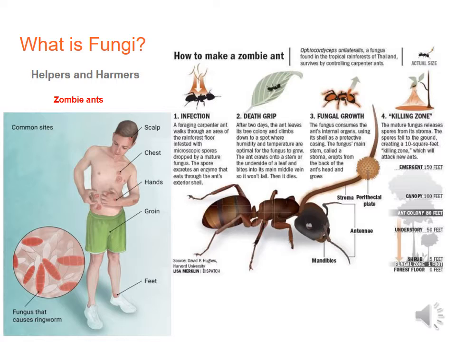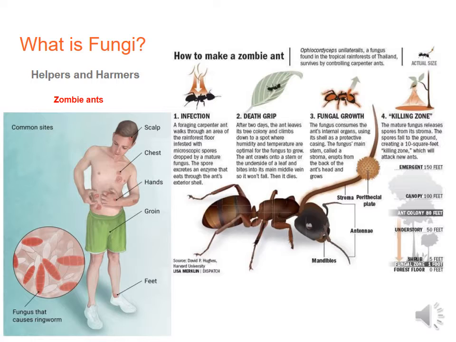They, interestingly enough, excrete an enzyme that eats through the ant's exterior shell. After 2 days, the ant leaves the tree colony, because they live in trees, but they also come down to the ground. So then it leaves the colony, travels down to an area where humidity and temperature are optimal.